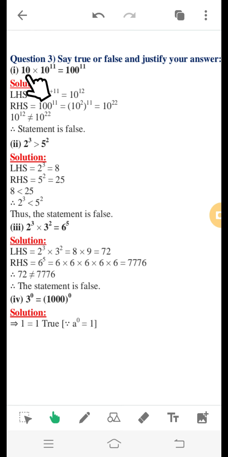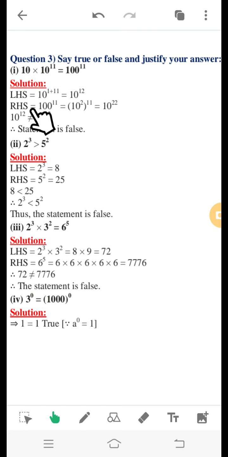Now first simplify the left hand side. 10 multiply 10 raised to 11. So in that case we have to do the addition of the powers. 10 raised to 1 plus 11. Here the power is not written, so in that case we can take it as 1. So 10 raised to 12.